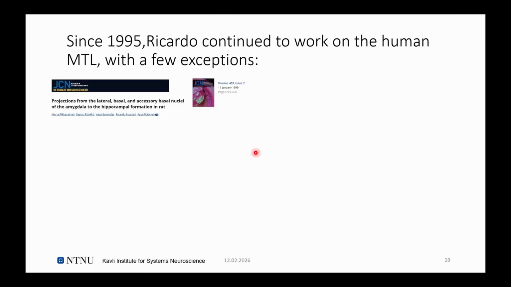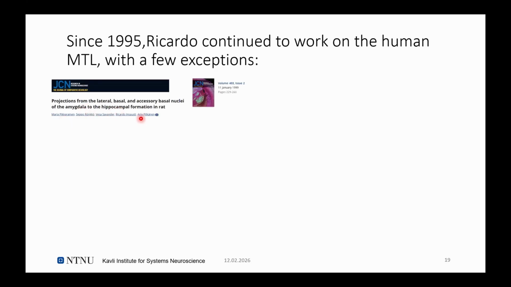Now, all the work that Ricardo did on the monkey after he left the peripheral nervous system, the trigeminal nerve of his PhD thesis, since 1995, he really started to focus more and more on the human, and you'll hear a lot more about that in the next talk by Monica Muñoz. But he published a few papers that were still not human. So he published this paper on the retrograde connectivity of the hippocampal formation in the amygdala.